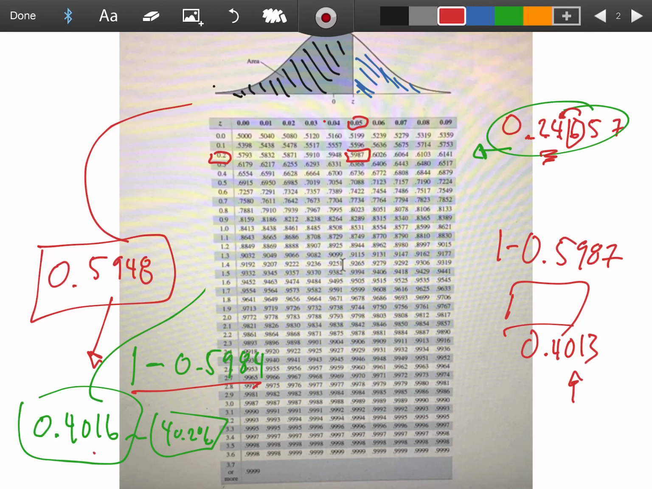Which is a teeny bit different, right? It's not that much different, but it is a teeny bit different than what I had before. Anyways, that's how all this stuff works.